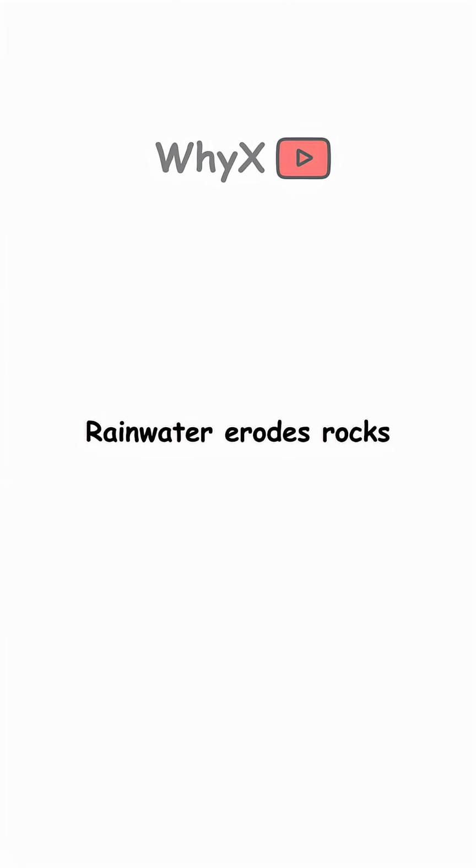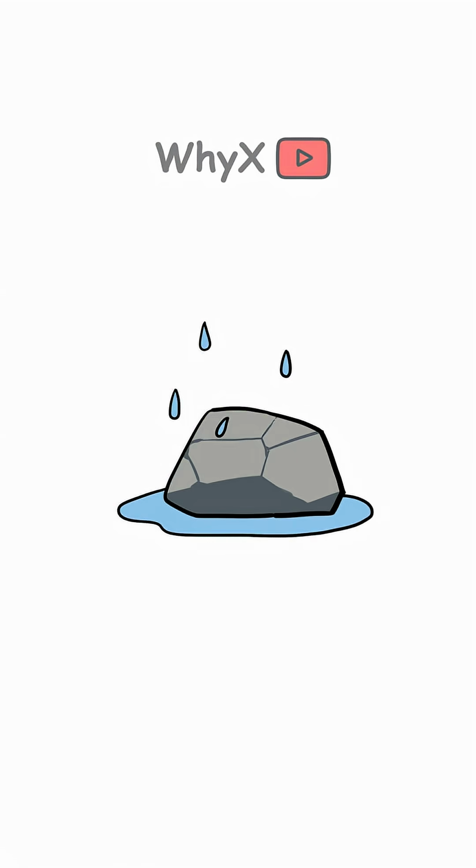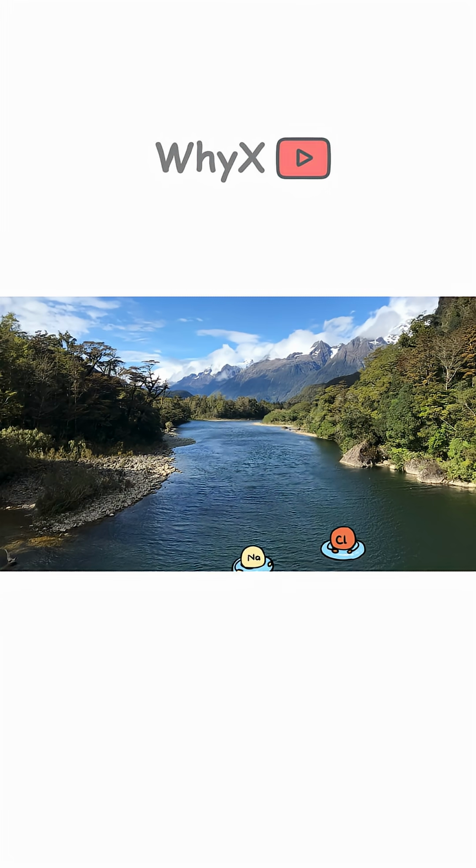Here's how it works. One, rainwater erodes rocks. Rain is slightly acidic because it absorbs carbon dioxide from the atmosphere, forming weak carbonic acid. When this rainwater hits rocks, it slowly dissolves minerals, including sodium and chloride, the two key ingredients of salt.